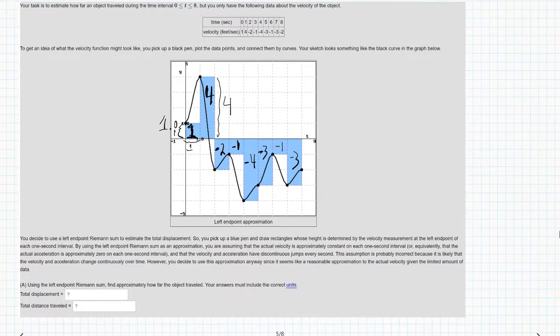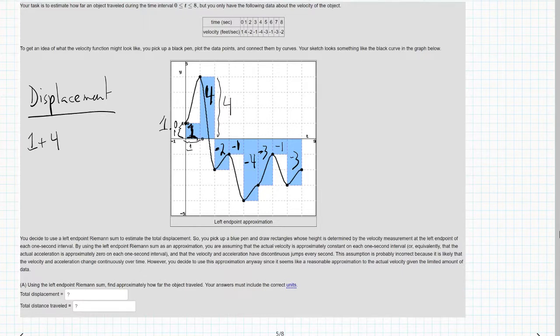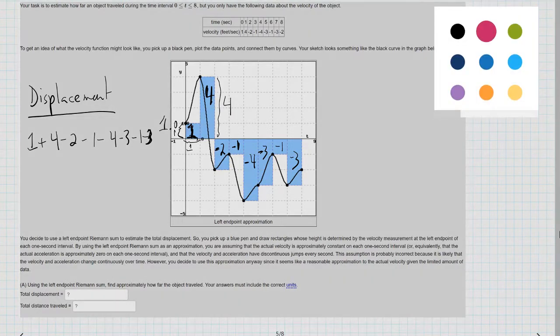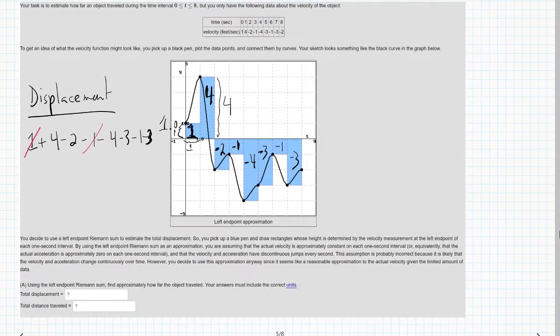So we can actually find the displacement. That's not too bad. So displacement, here's what we're going to do. We're going to take 1 plus 4, and then we go -2, -1, -4, -3, -1, -3. Okay? And just to make life a little easier, let's try and cancel things out. We can. So I should write total displacement.